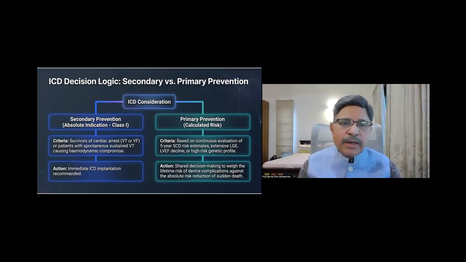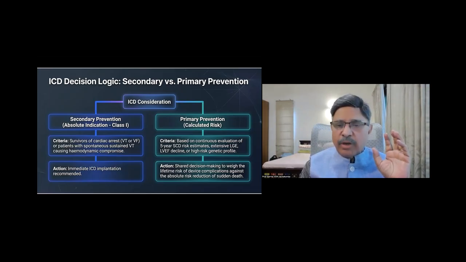Now, you have the secondary prevention. When do I do that? Absolute indication, class 1: survivors of cardiac arrest, ventricular tachycardia, ventricular fibrillation, or patients with spontaneous sustained ventricular tachycardia causing hemodynamic compromise. Attention, immediate ICD must be recommended. So this is a device therapy. ICD is implantable cardiac devices.